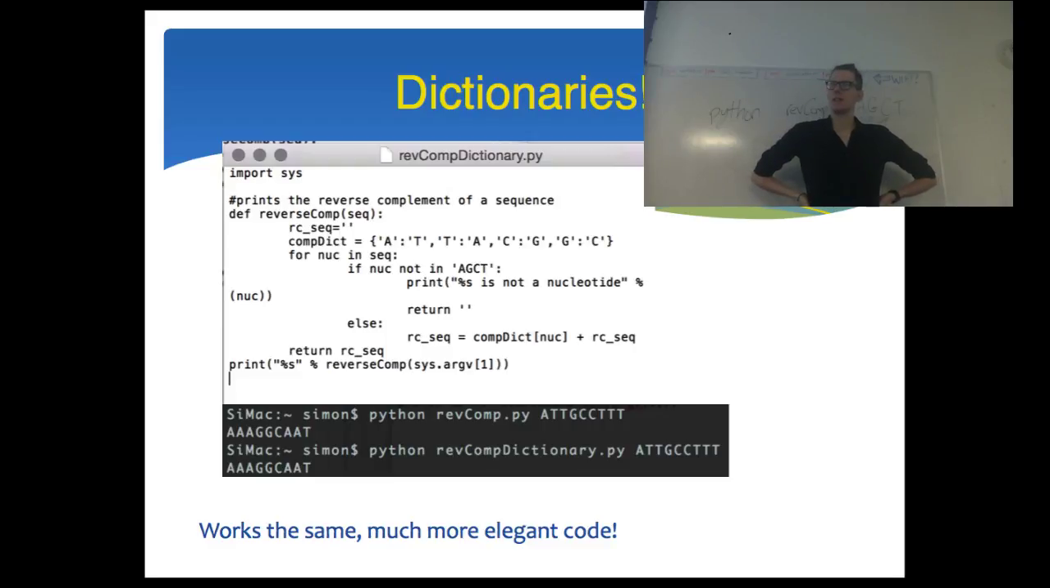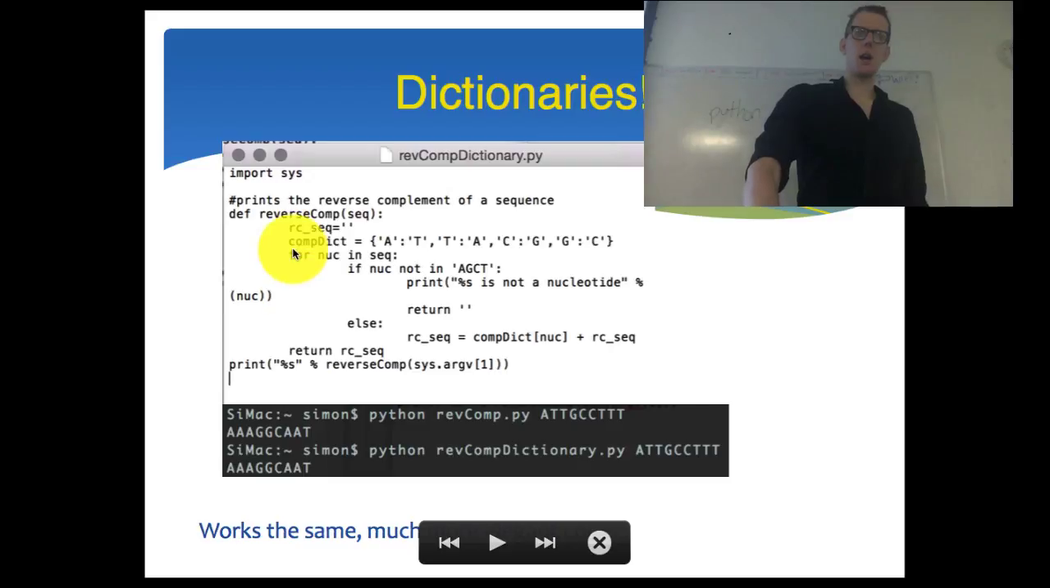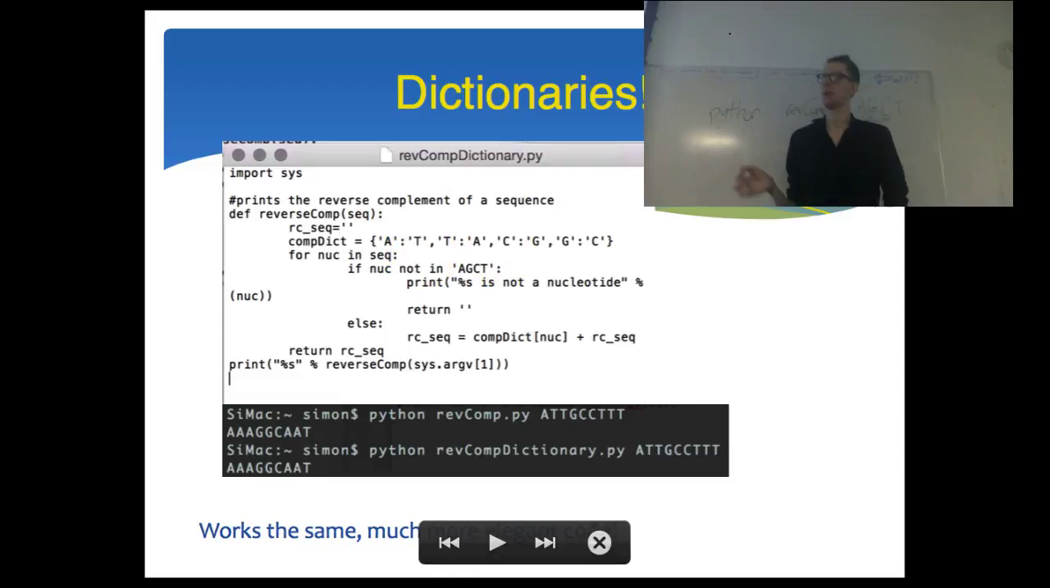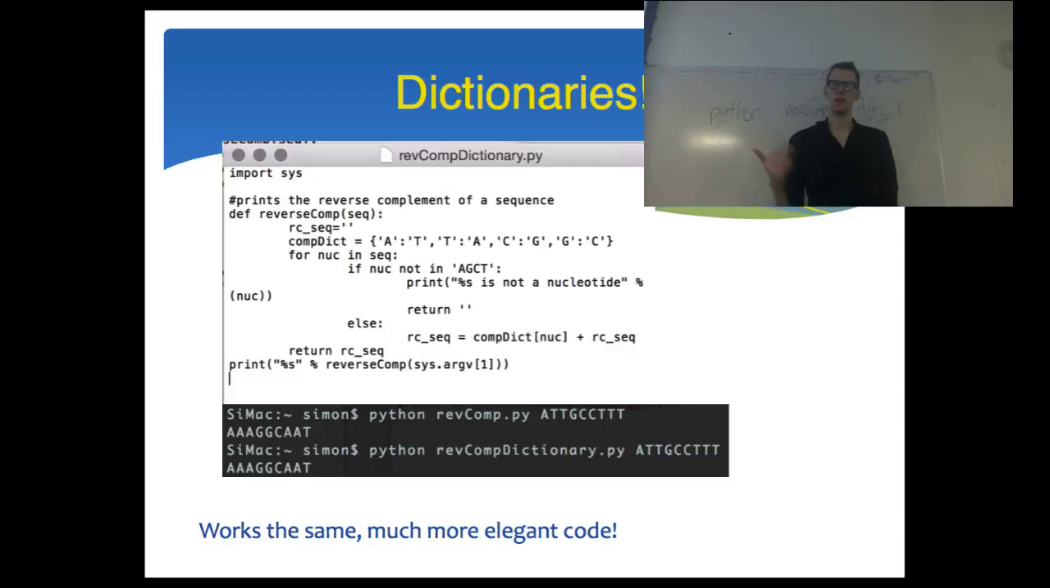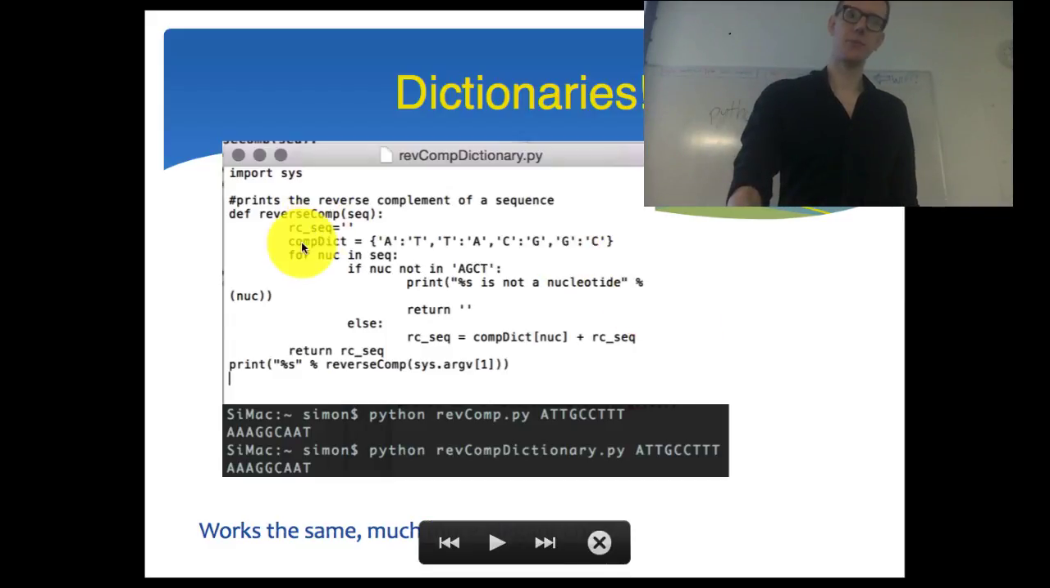The next thing I have is a dictionary. Remember, you can tell it's a dictionary because it starts with these curly braces, each key and value pair is separated by a comma, and each key and value is separated by a colon. So I have this complement dictionary where every key has a value that is the complement nucleotide. So the key A has the value T, the key T has the value A, the key C has the value G, etc. So the key has the complement as the value.